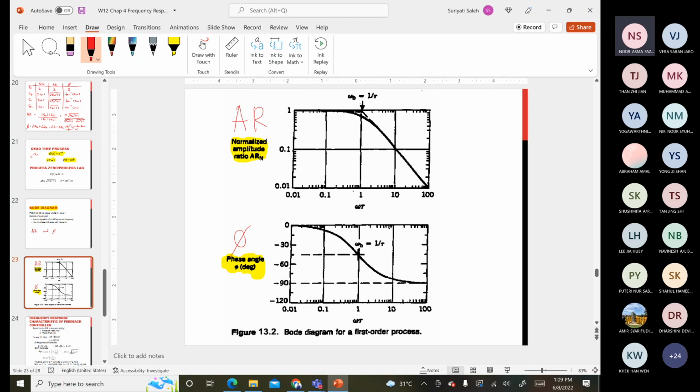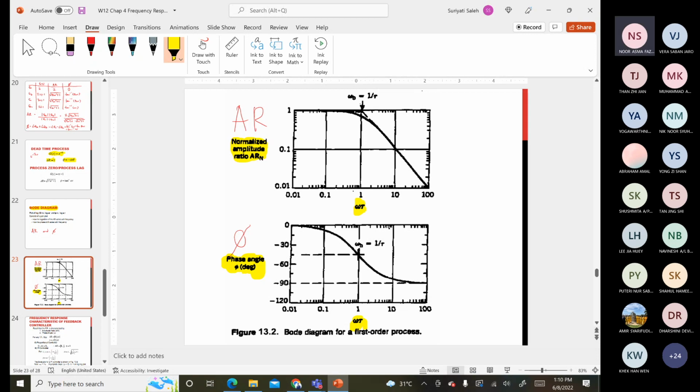So for this part, the y-axis represents the amplitude ratio and the angle. But for the x-axis, the horizontal line, it represents the frequency, W. So this means you will get the graph AR versus W and the angle versus W, where normally the frequency W will be given.